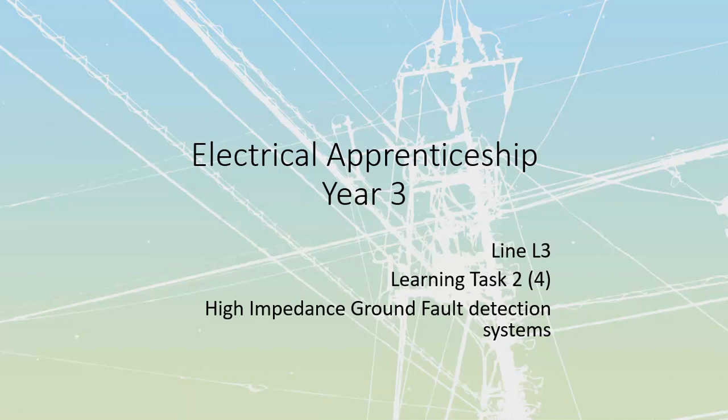All right, line L3, learning test 2 of L3. Once again, it's the fourth one inside of this section, inside of your binder, just because they're classed together. But it's the one that's going to be talking about describe high impedance ground fault detection systems.